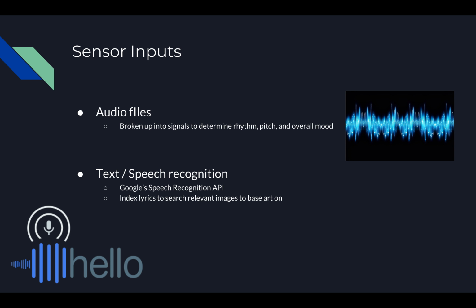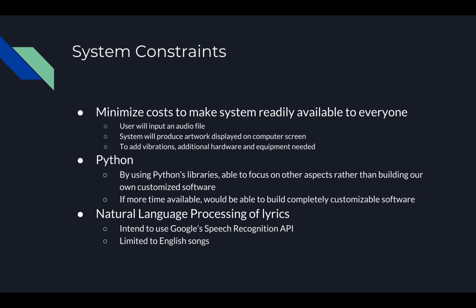Of course, we want our system to be the best, but we had to put system constraints on it in order for it to be achievable in our time standard. Our first and biggest constraint is cost. We want to minimize the costs so our system is readily available for everyone. We want everyone to experience music and its many forms.